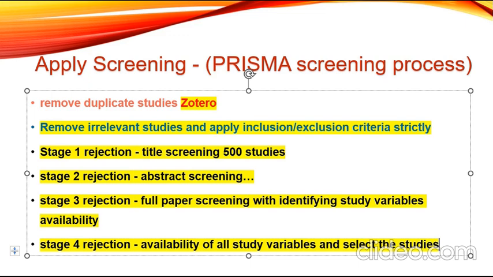Okay, every study needs a sample size in a meta-analysis. So the sample size is required, the mean is required, the standard deviation is required. I will tell you more in the upcoming slides. Like that, you should check the availability of all study variables and their outcomes.